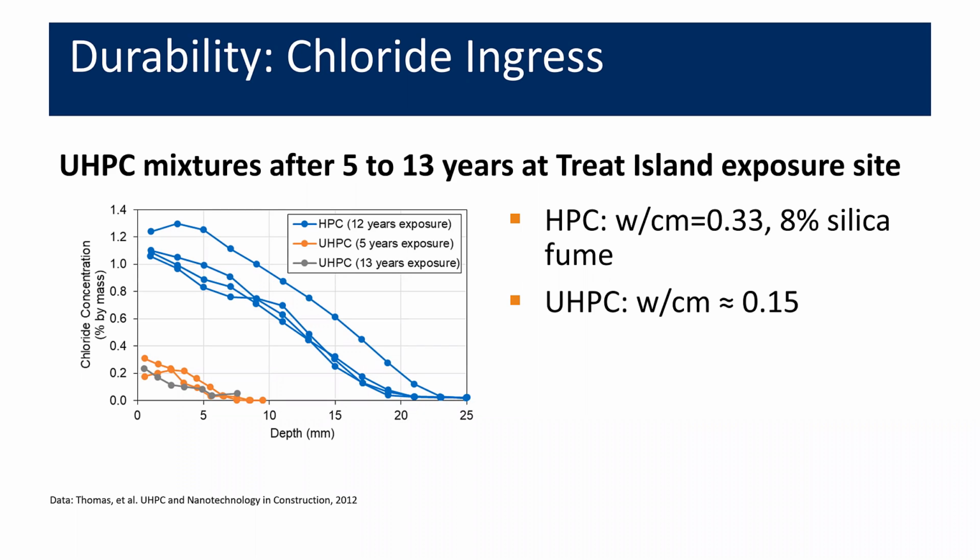And so what you can see is even for that high performance concrete, which was a pretty durable mix in and of itself, a water cement ratio of 0.33 and still 8% silica fume, over that time period, chlorides were able to penetrate to a depth of about 20 millimeters. In a similar duration, the gray line there, you can see that very little chloride has penetrated past about 7 millimeters.